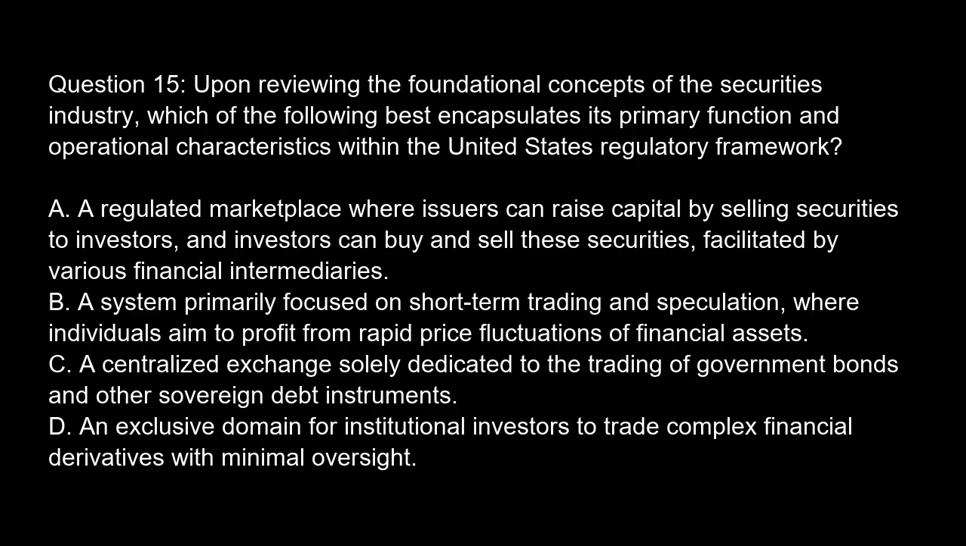Option B. A system primarily focused on short-term trading and speculation, where individuals aim to profit from rapid price fluctuations of financial assets. Option C. A centralized exchange solely dedicated to the trading of government bonds and other sovereign debt instruments. Option D. An exclusive domain for institutional investors to trade complex financial derivatives with minimal oversight.